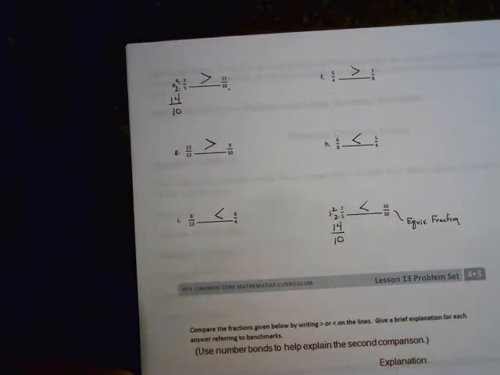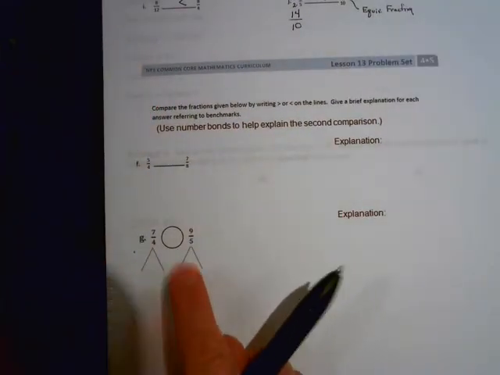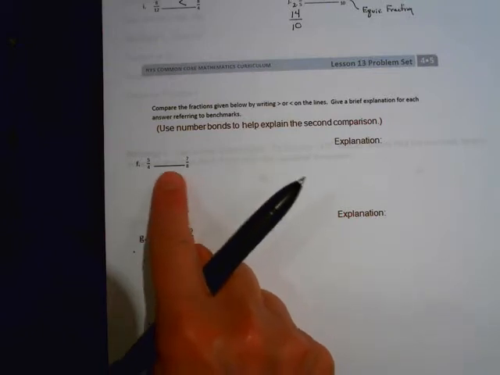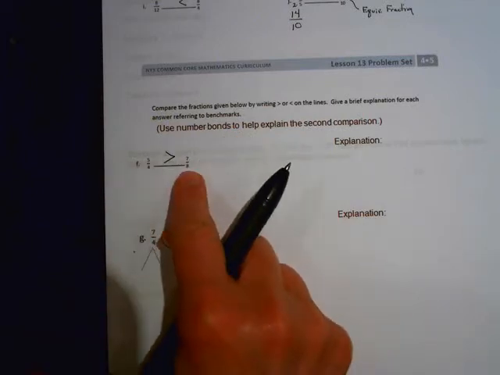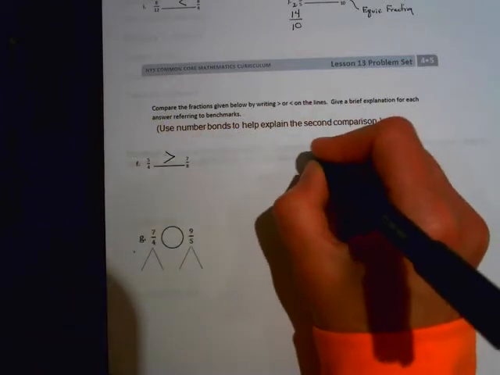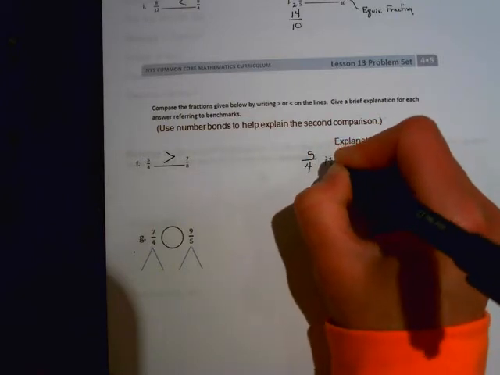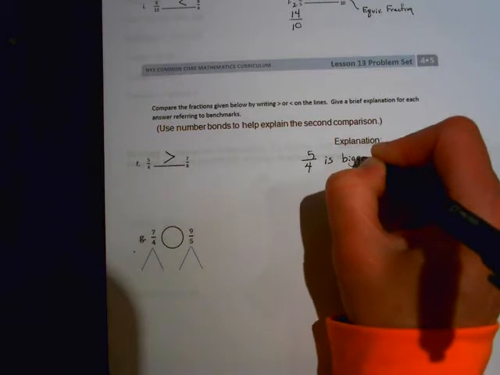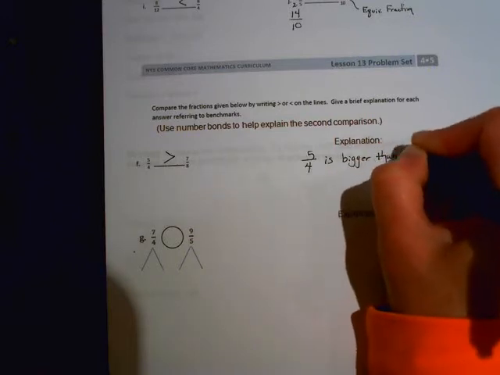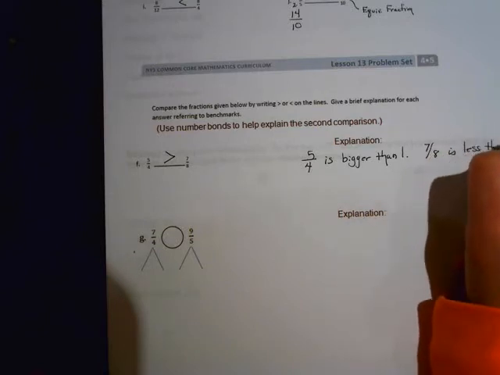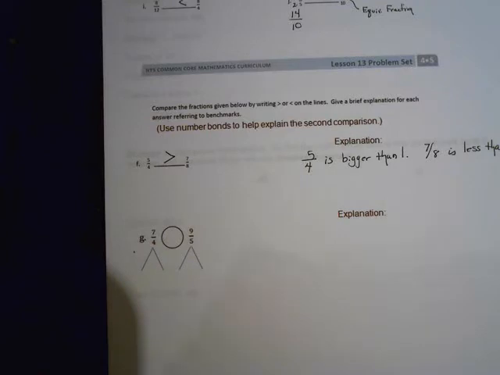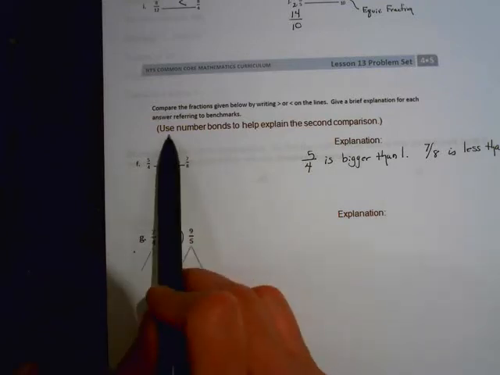All right, so the new stuff that I thought was really interesting was this guy down here. But here, we'll do this one real quick. This, I think, is probably pretty easy to see and explain. That's an improper versus a proper fraction. And 5/4 is bigger than 1. 7/8 is less than 1. So there's my benchmark of 1. So that's why 5/4 is bigger. And I like their directions. Use number bonds to help explain the second comparison. Okay.